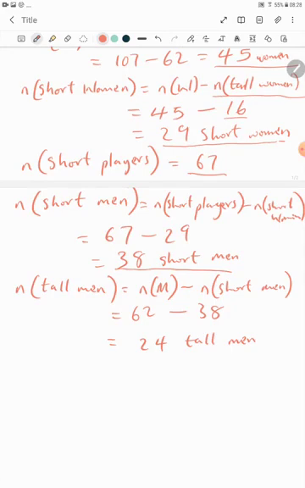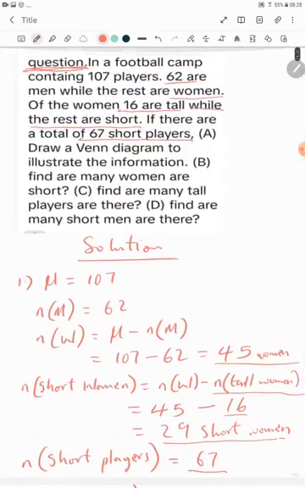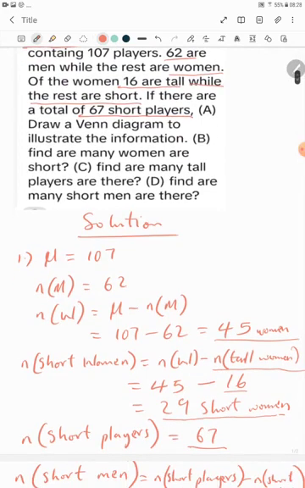In fact, if we must still state it, the number of tall women, we already have it written, but let's just write it. Number of tall women is 16. We were given that in our question: out of the women, 16 are tall, while the rest are short.